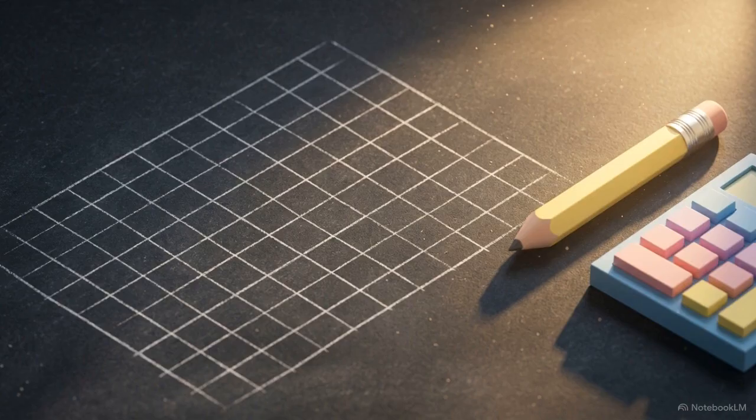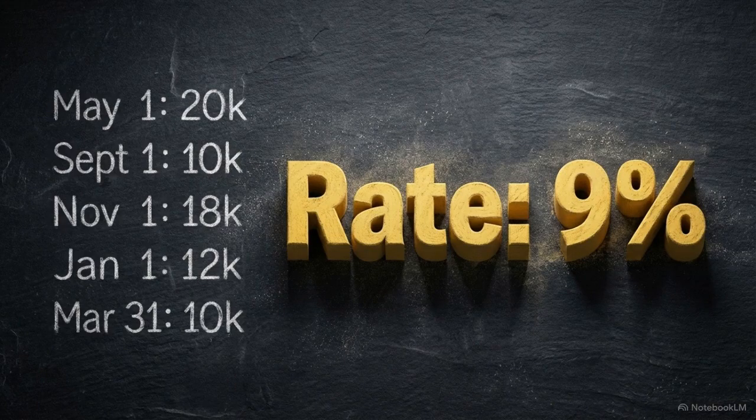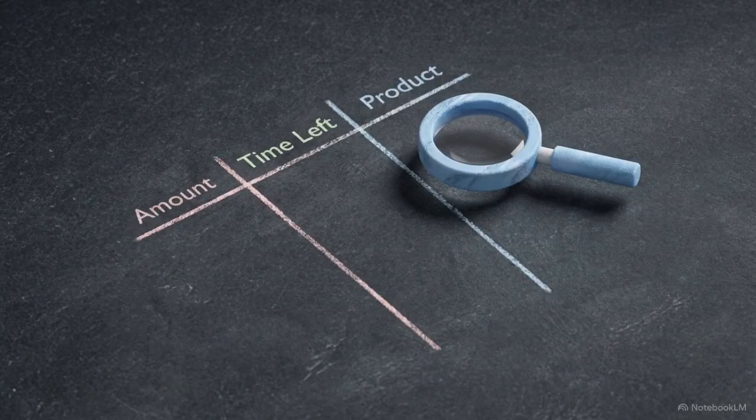To test these methods yourself, I have prepared a practice problem. Using these irregular dates, May 1st, September 1st, November 1st, January 1st, and March 31st, calculate the interest on drawings at a 9% rate. Apply the product method to the data on screen.